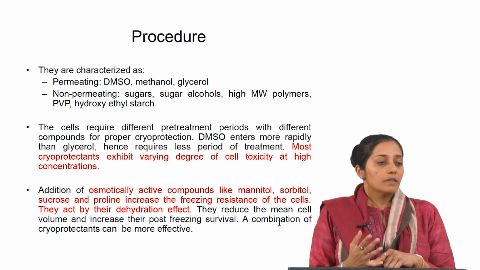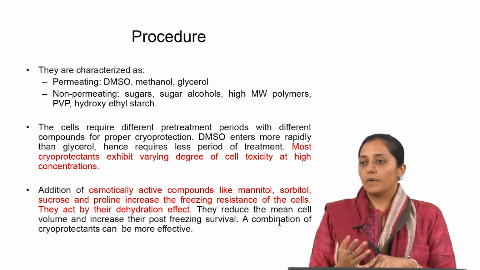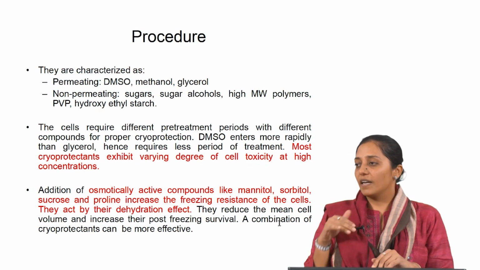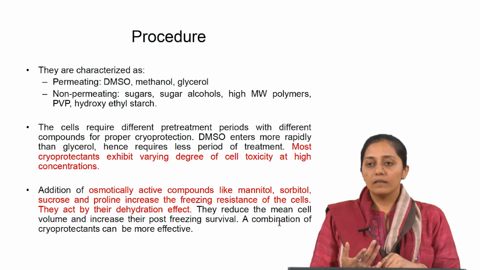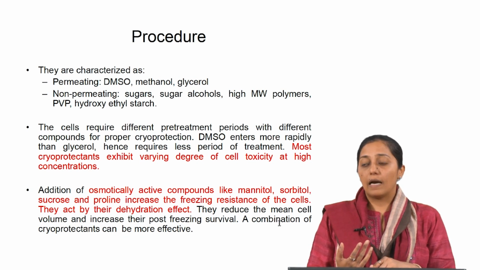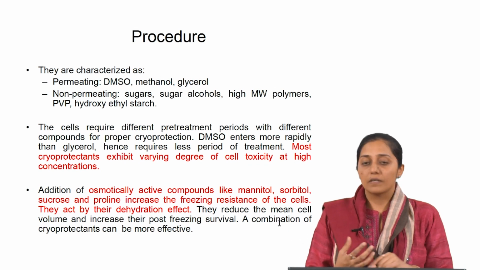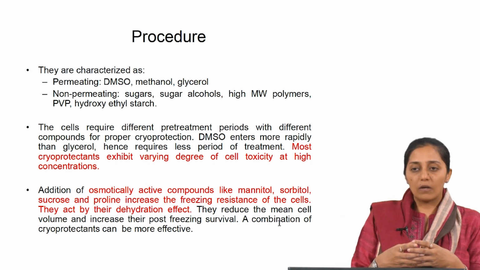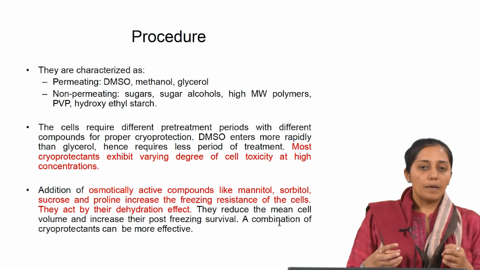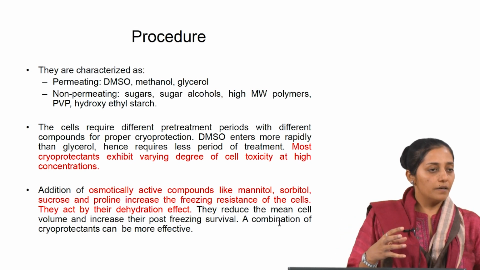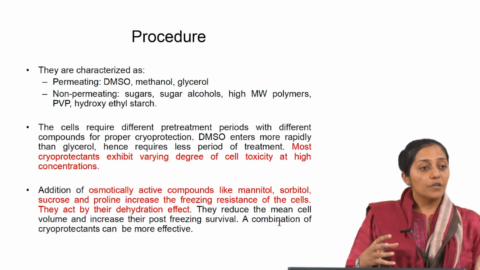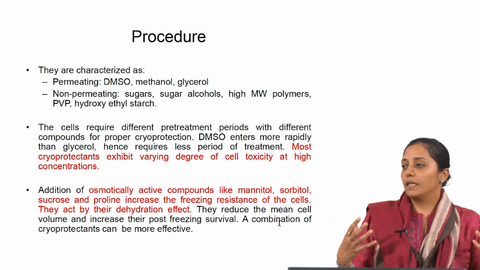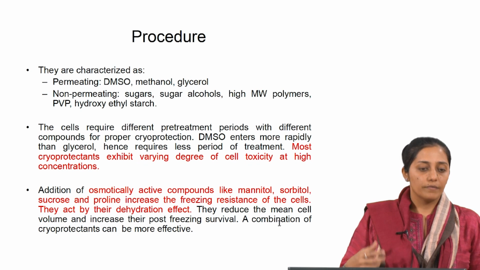So, what is the procedure? The different cryoprotectants which are used are, one, permeating cryoprotectants, for example DMSO, methanol, glycerol, which are highly soluble in water. Then non-permeating ones can be sugars, sugar alcohols, and high molecular weight polymers. The best strategy is to use a combination of these cryoprotectants because the mode of action is different. Some are cell permeating, some can reduce the dehydration process by reducing the osmotic pressure, so they have an osmotic effect. So, the proposed solution is to use a mixture of these cryoprotectants.